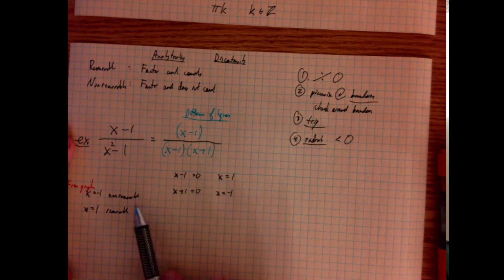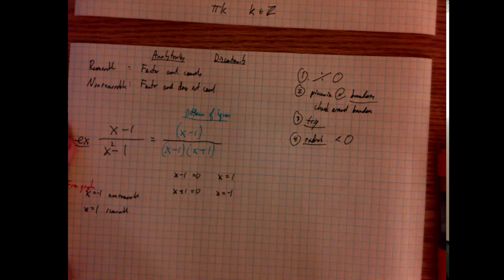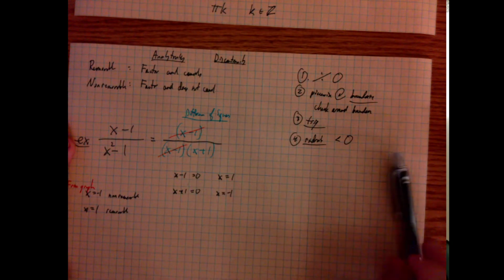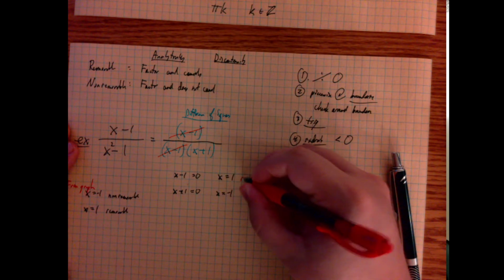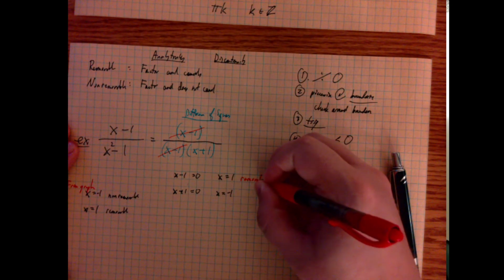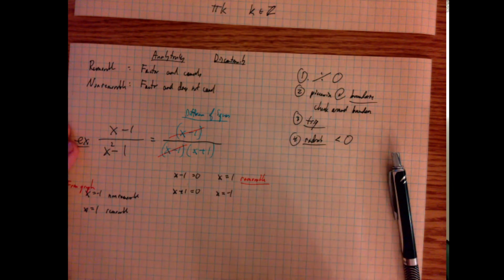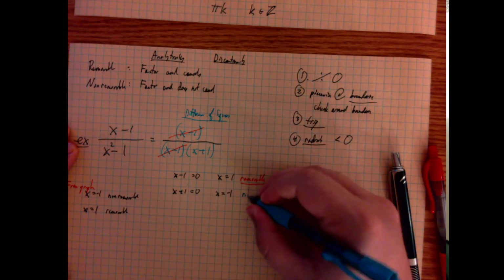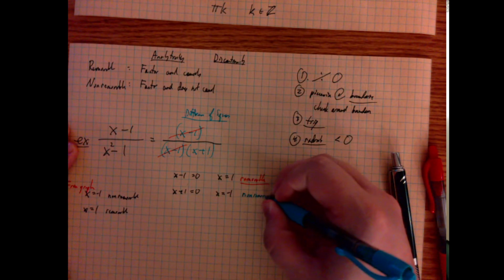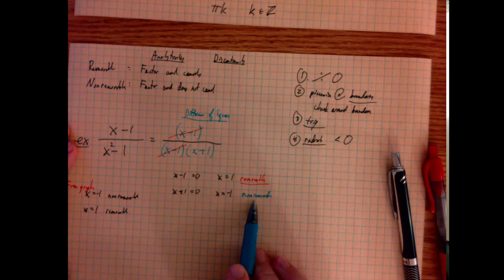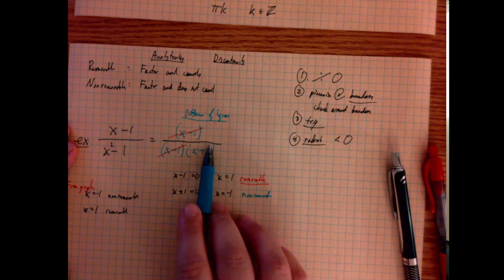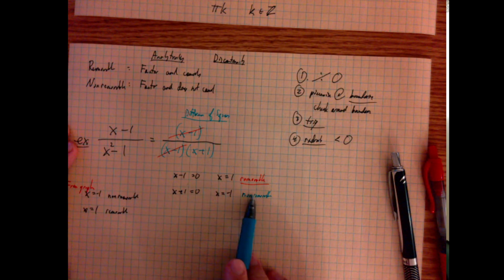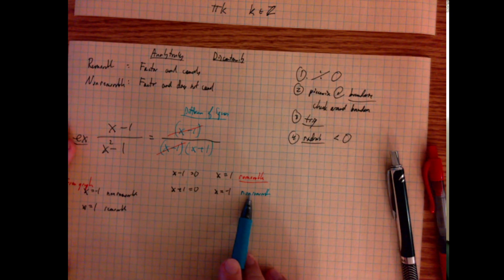But the trick is, is it removable or non-removable? Well, if you look here, you can see that the x minus 1 on top and the x minus 1 on the bottom are going to end up canceling, which is what makes this removable, because I can literally remove it. Whereas this one ends up being non-removable, because there's nothing to cancel it with. So it's removable if you can find a way to cancel it with something on top. It's non-removable if you cannot find something to cancel with.